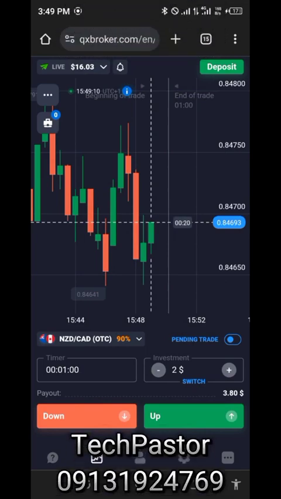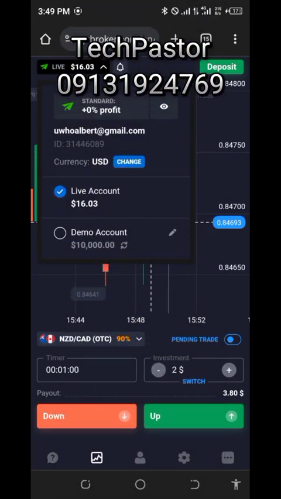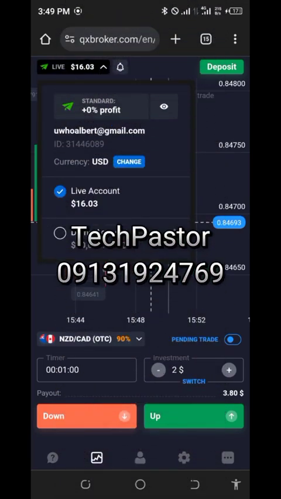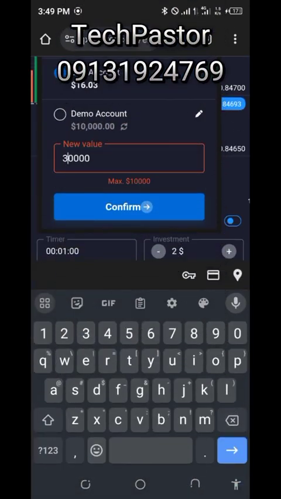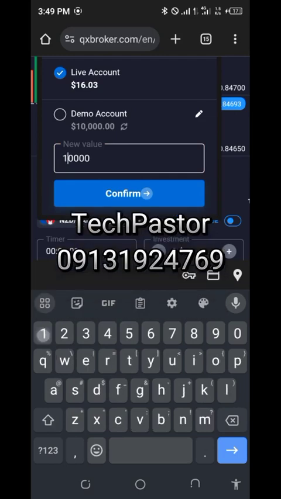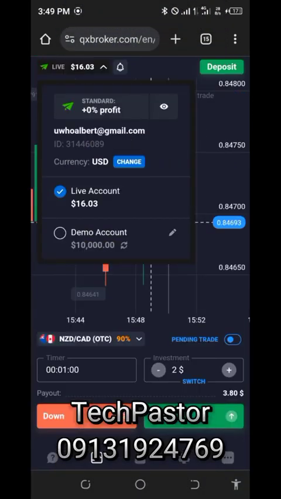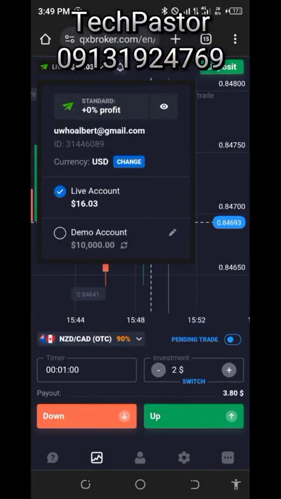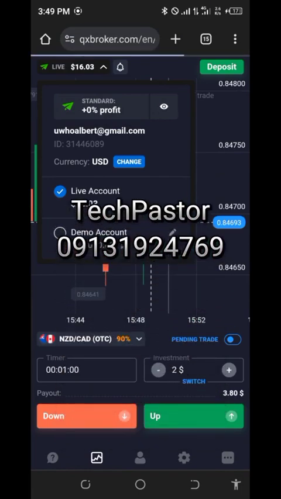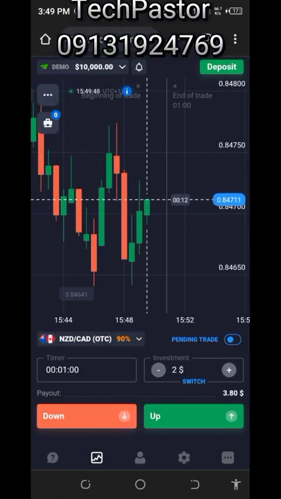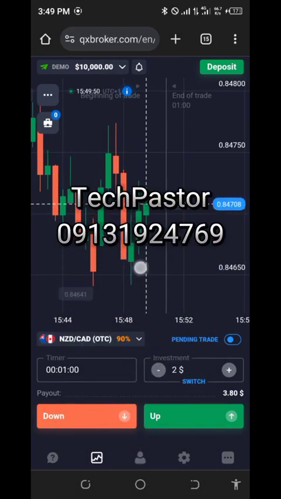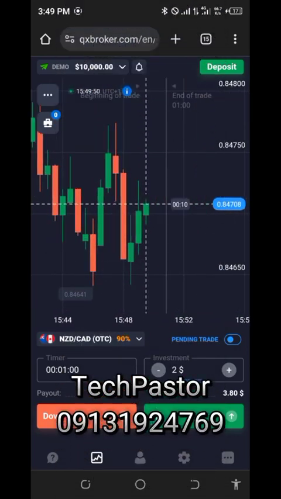All right. But let me switch to the demo account here. You can see the demo account, they give you $10,000. So I can even increase it to $30,000, just that, like you say, the maximum is 10. This money cannot be withdrawn though, so don't worry, it's a demo account. If I switch to the demo account now, you can use this demo account to be testing your signal.